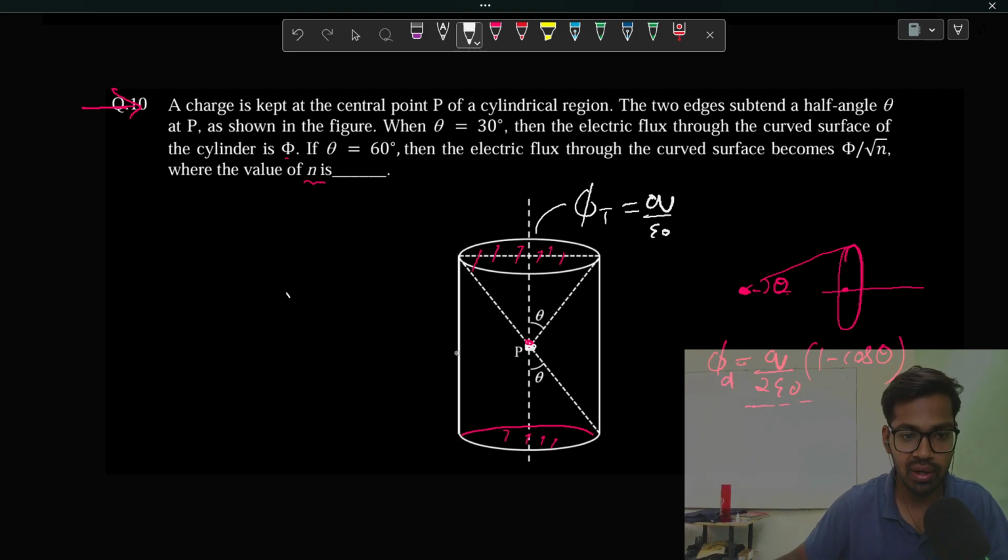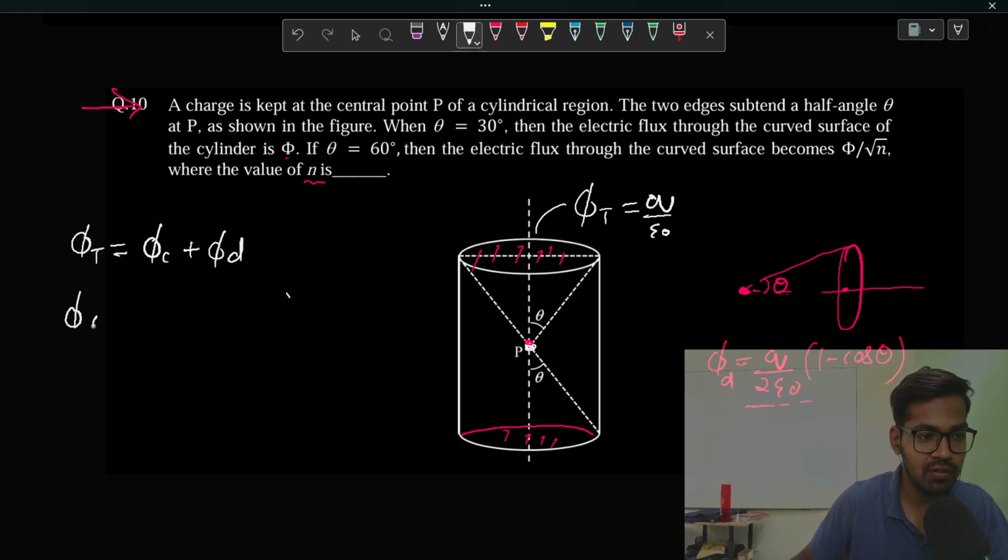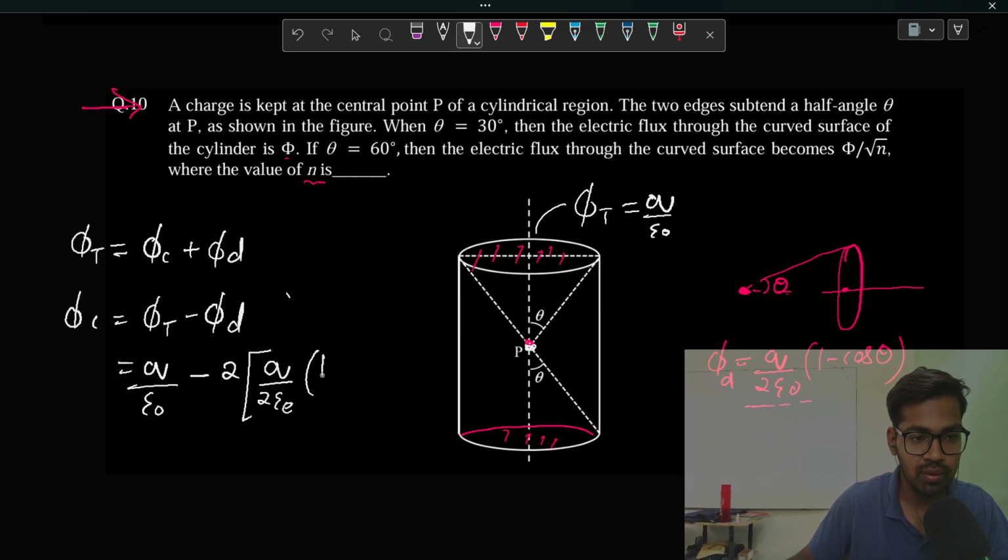We just need to calculate the flux through this curved surface, so it can be written like this: the flux through the total cylinder equals the flux through the curved surface plus the flux through the disks. The flux through the curved surface becomes the total flux minus the flux through the disks. The total flux is q by epsilon naught, minus the flux through the disks, which will be two times, because there are two disks, times q by 2 epsilon naught times (1 minus cos theta).